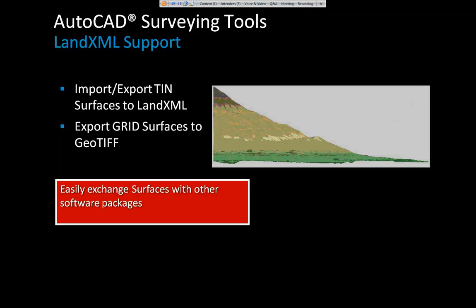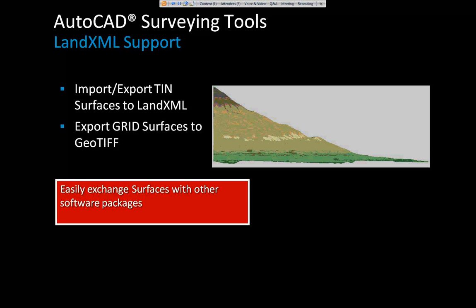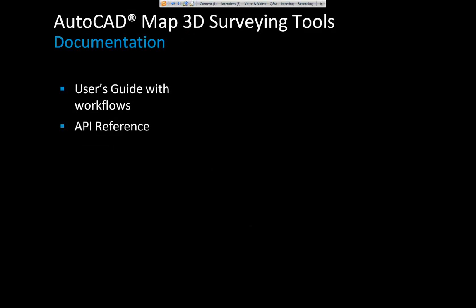You can also now import and export TIN surfaces to LandXML. We talked about that a little bit already. Again, that gives you the ability to share surface data with other applications such as Civil 3D, and also other vendors such as MicroStation that support the LandXML exchange format. You can also export grid-based surfaces to a GeoTIFF for use in other applications. There's a very good documentation set that comes with this survey tool. It's available under the Help menu.